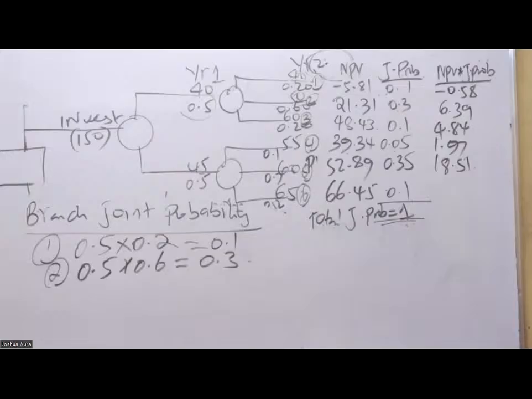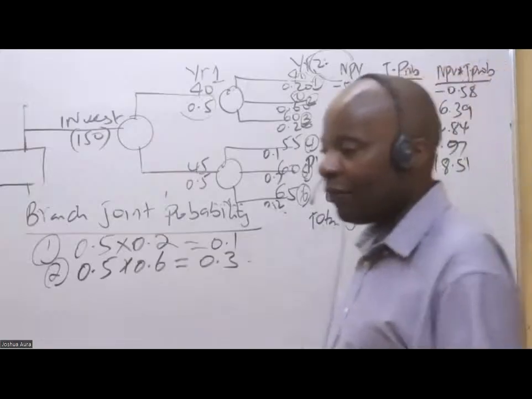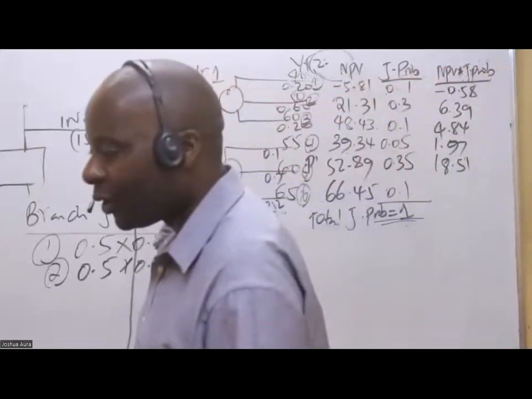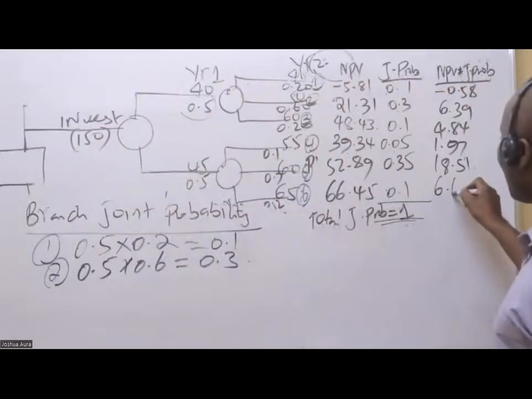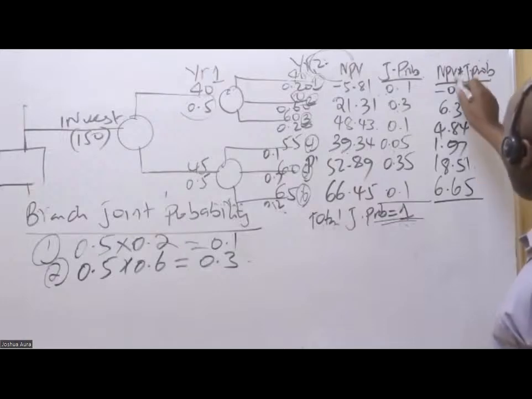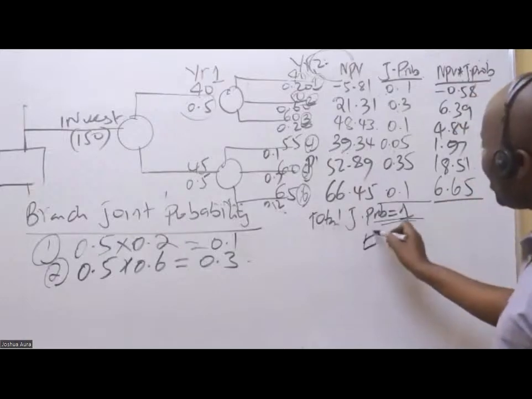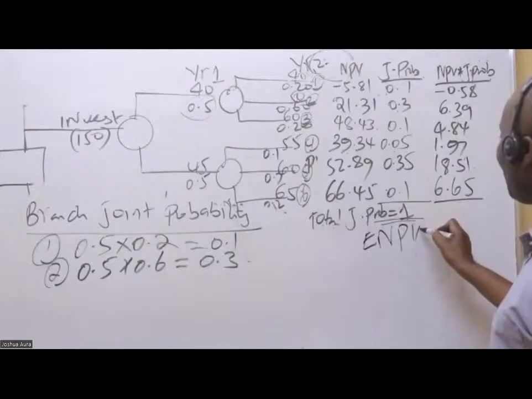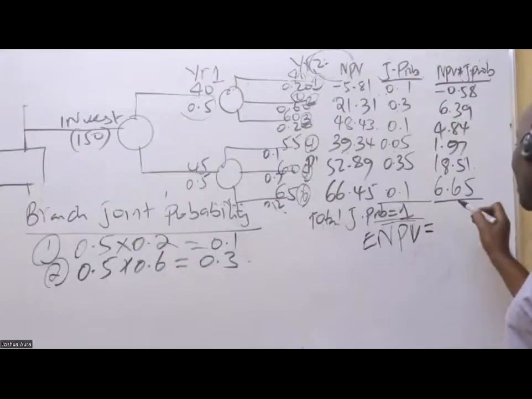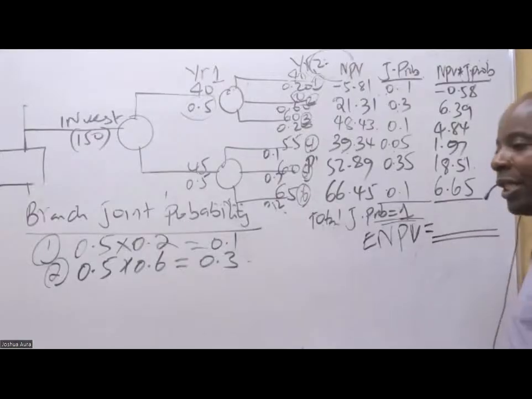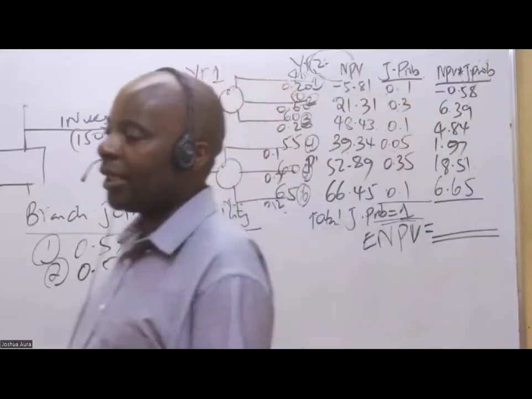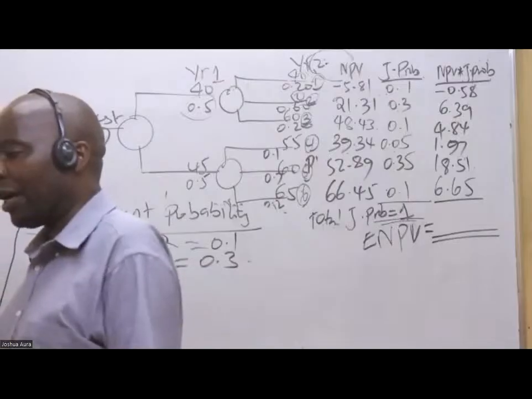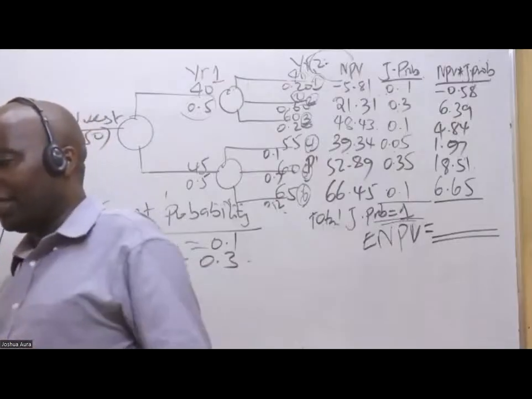Great. Now the very last one, what do we have here? For the very last one, 6.65. Thank you very much. So please come and add everything. And whatever we shall get there is called expected net present value. What do we expect? Please add for us everything.